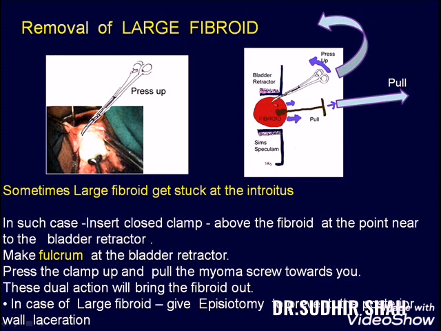In such cases, insert a closed clamp above the fibroid at the point near to the bladder retractor. Make a fulcrum at the bladder retractor. Press the clamp up and pull the myoma screw towards you. This dual action will bring the fibroid out. In case of a large fibroid, give an episiotomy to prevent posterior wall laceration.